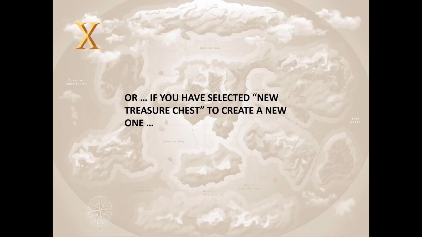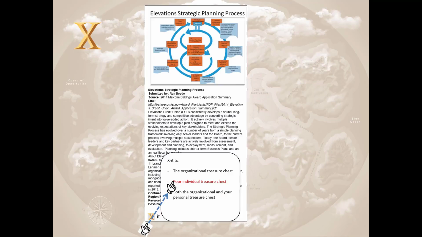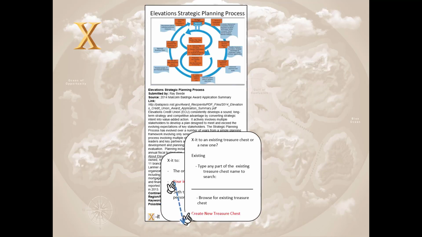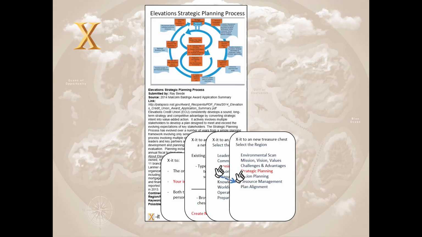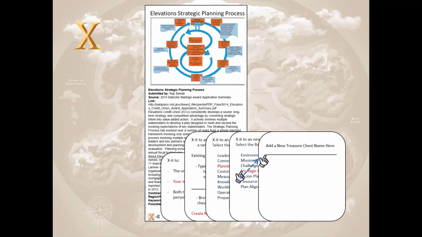So if you've selected new treasure chest to create a new one, here again, you're going to select your individual treasure chest, and you're going to select new, and it's going to give you the option of identifying the continent that you want to put it in. So we'd, of course, go to planning, and then we'd go to the region of strategic planning, and then simply type in the name of the treasure chest, and it will save it to the planning treasure chest for strategic planning and miscellaneous.